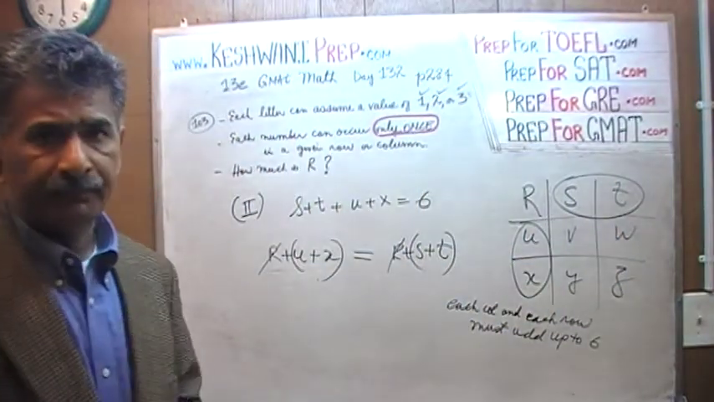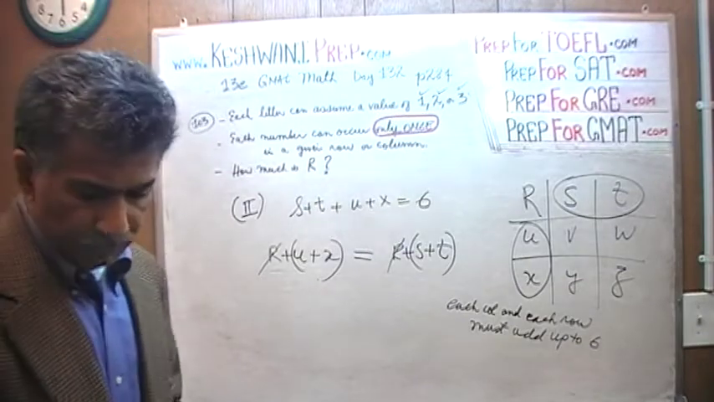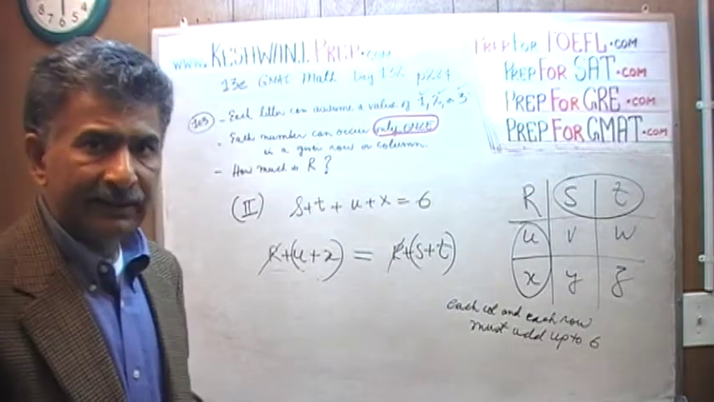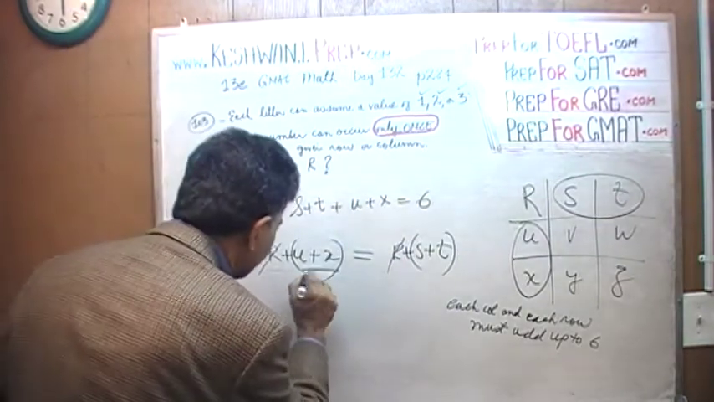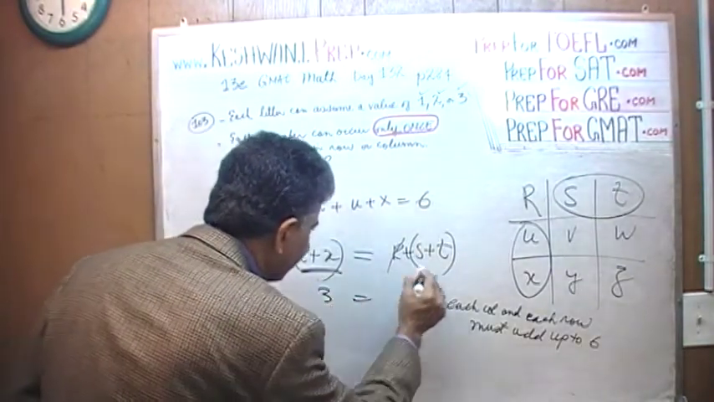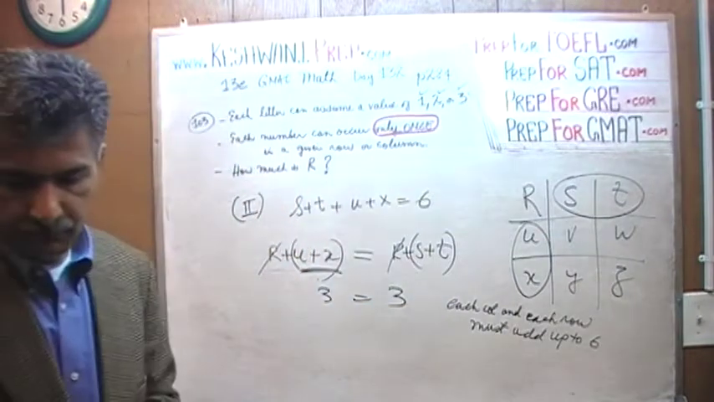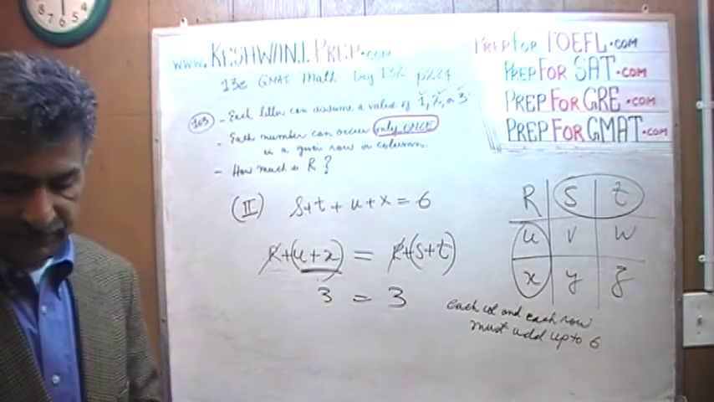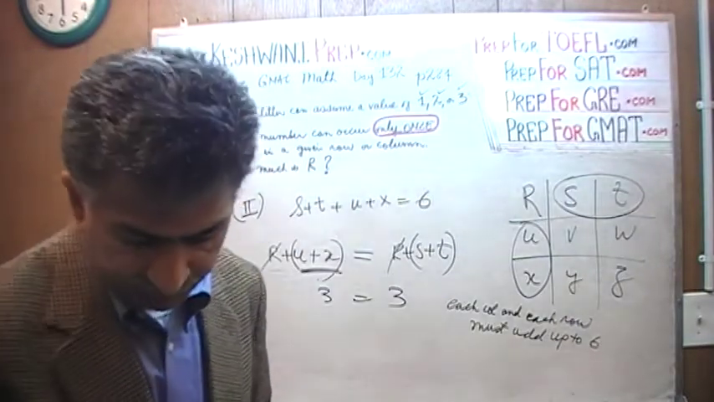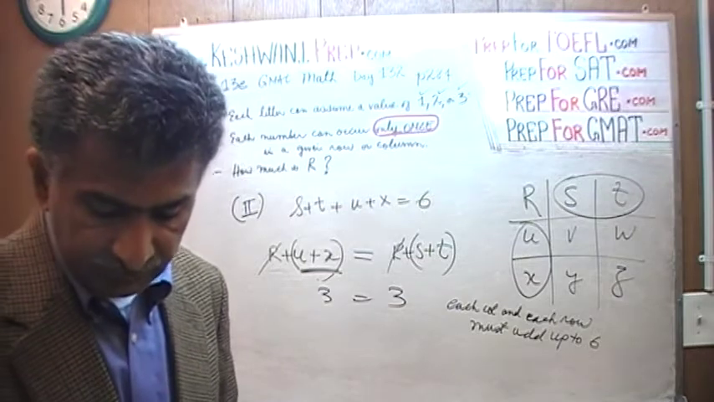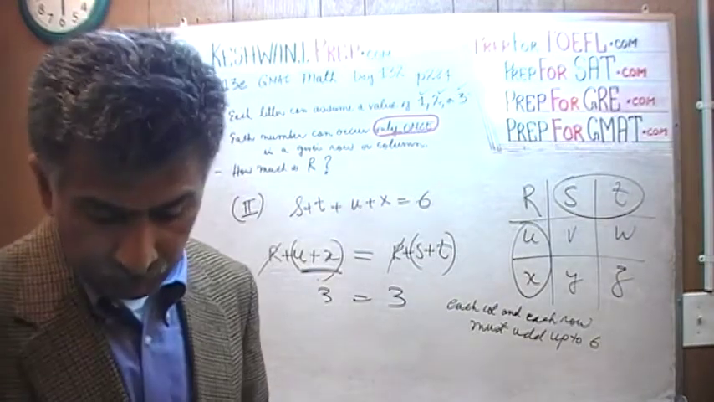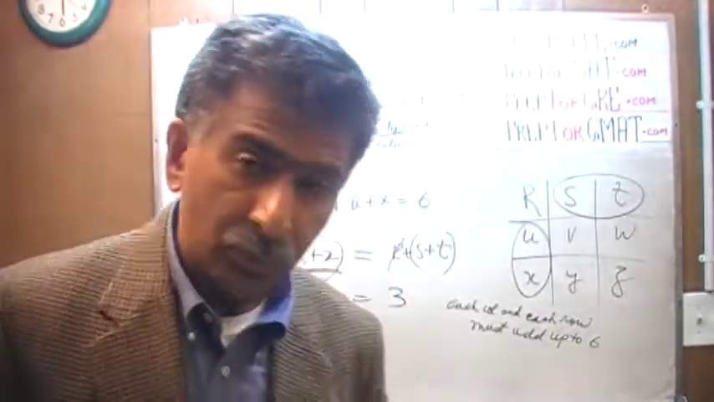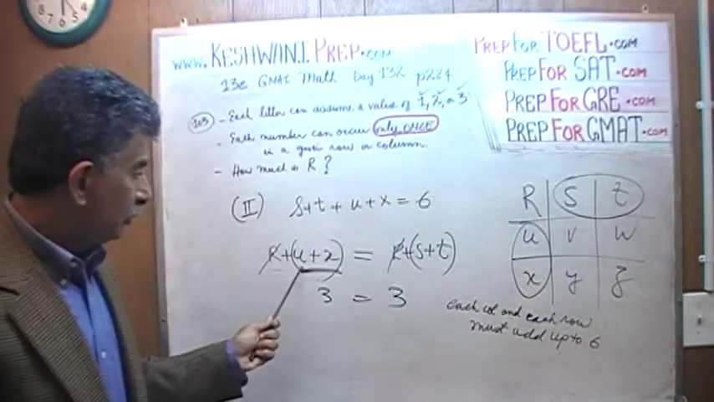What do we gather from that? U plus X must equal S plus T. That means U plus X must be 3 and S plus T must be 3. Why is that? Because U plus X and S plus T cannot add up to anything other than 3. Can they add up to 2? How can U plus X add up to 2?